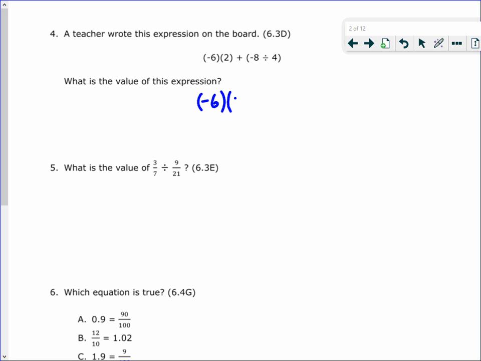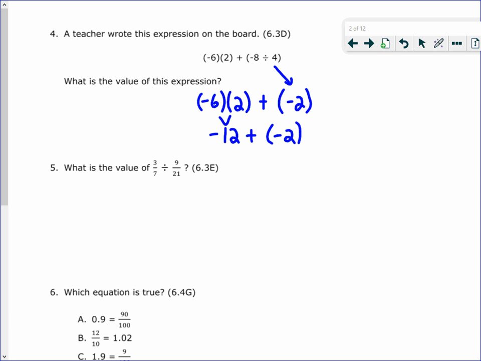Remember, parentheses mean to multiply. Plus a negative 2. So that right there, negative 8 divided by 4 is negative 2. Now we need to multiply because that's next in our order of operations. So negative 6 times 2. A negative times a positive is a negative answer. So this right here is negative 12.